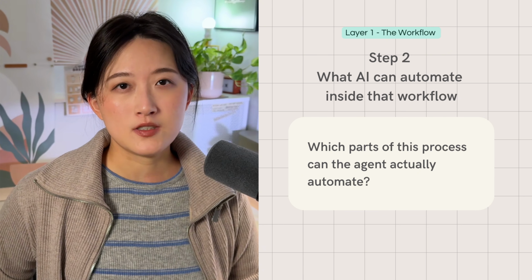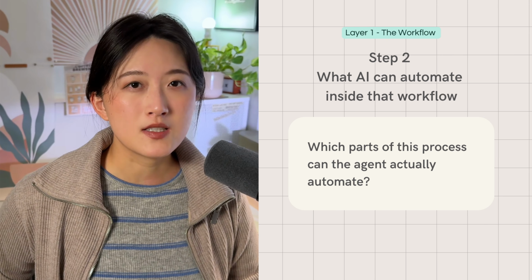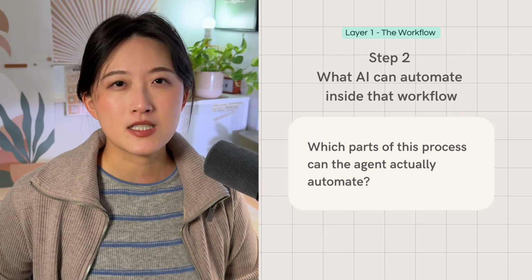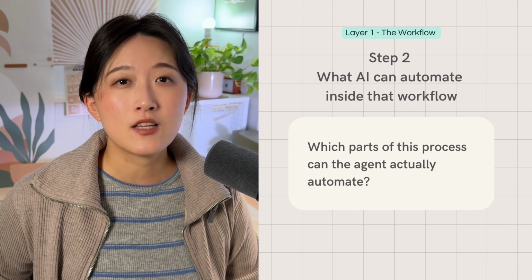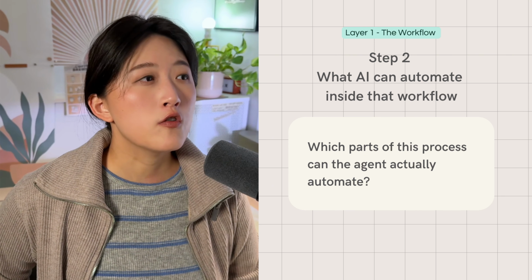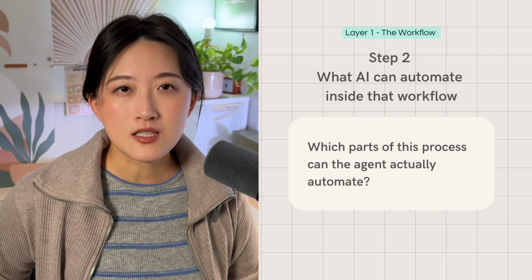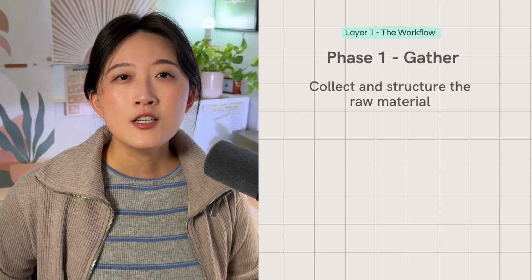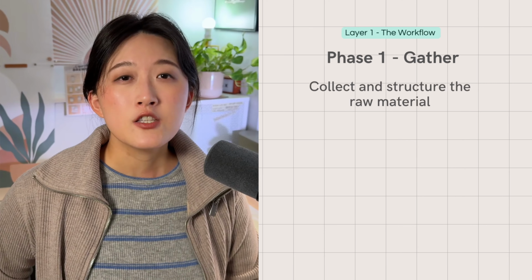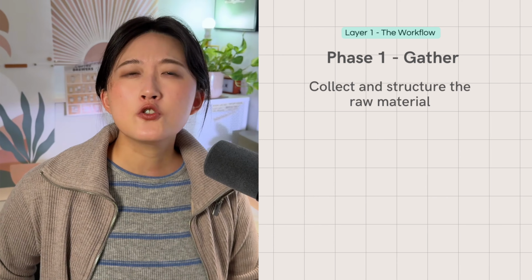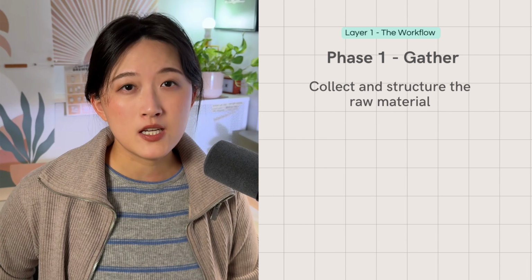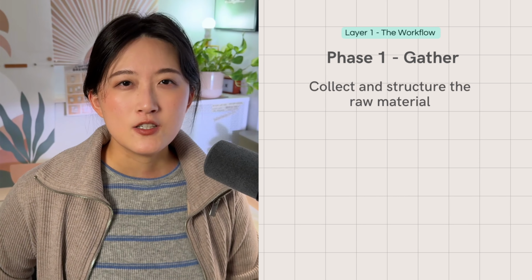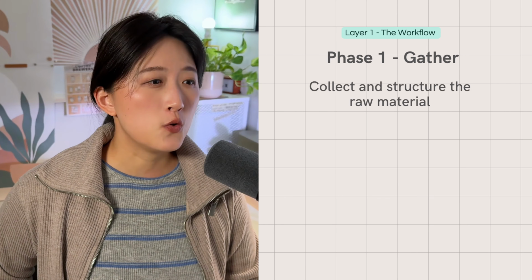The key question is, which parts of this process can the agent actually automate? We want to identify anything that follows a clear process, involves concrete steps, or repeats consistently, because these are perfect for an AI agent to take over. During phase 1, the gather phase, the goal is simple. You want the agent to collect and structure the raw material according to your preferences. So when you review it, everything is already organized.